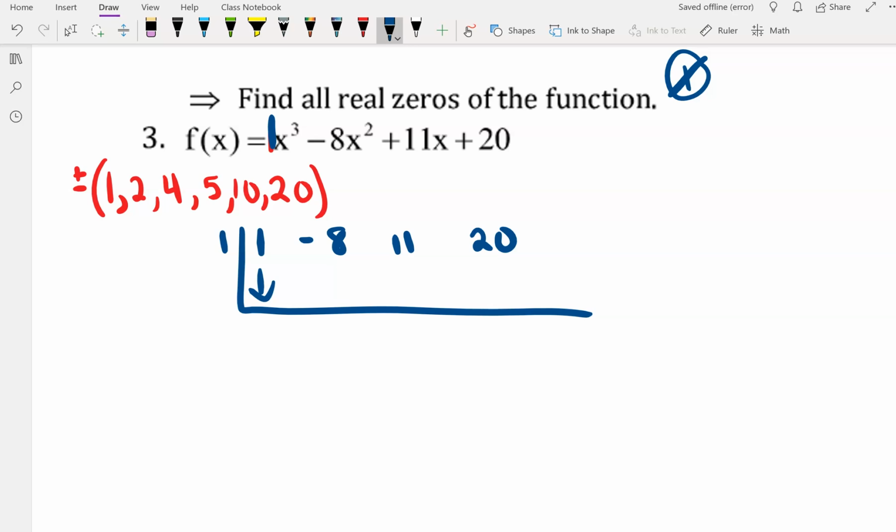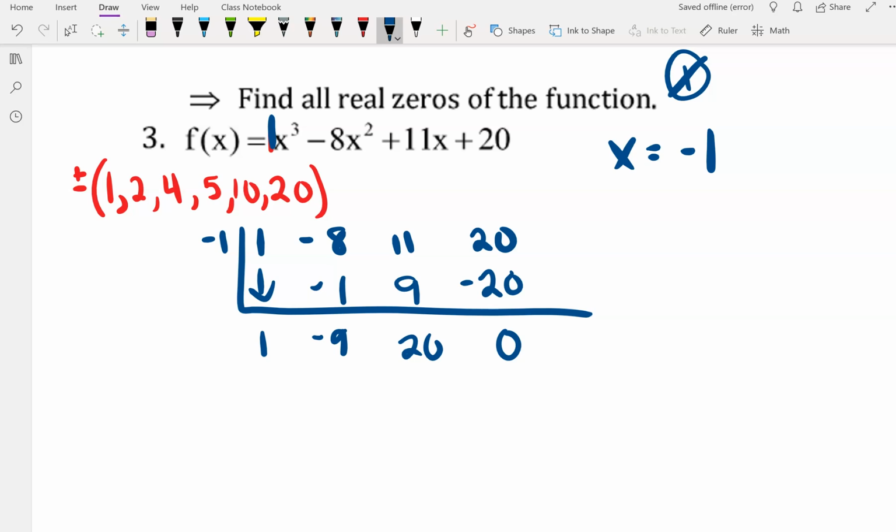So now I'm going to try again. This time I'm going to try a negative 1. 1 times negative 1 is negative 1. Negative 8 plus negative 1 is negative 9. Times negative 1 is positive 9. Add straight down, I get 20. Multiply by negative 1, and I get negative 20. Add straight down, I get 0. That's awesome. That means to me that negative 1 is one of my solutions. So one of my solutions is negative 1.